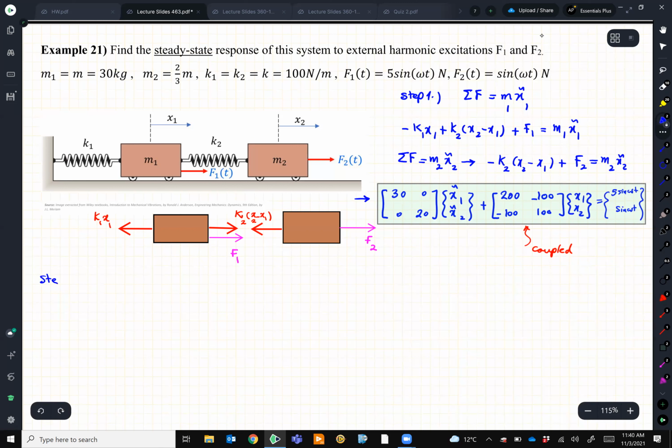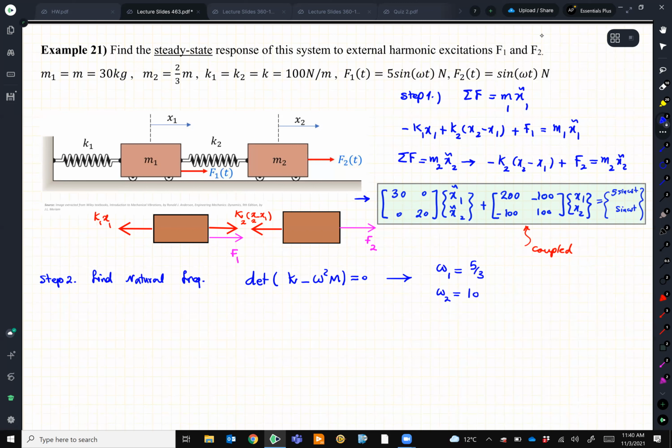Step number 2, find natural frequencies. Simply, you know, the determinant of matrix K minus omega squared M equals 0. It will give you the first natural frequency, which is 5/3, and the second natural frequency, which is 10. I did the calculation, but you know how to do that. Step number 3, find the modal matrix.